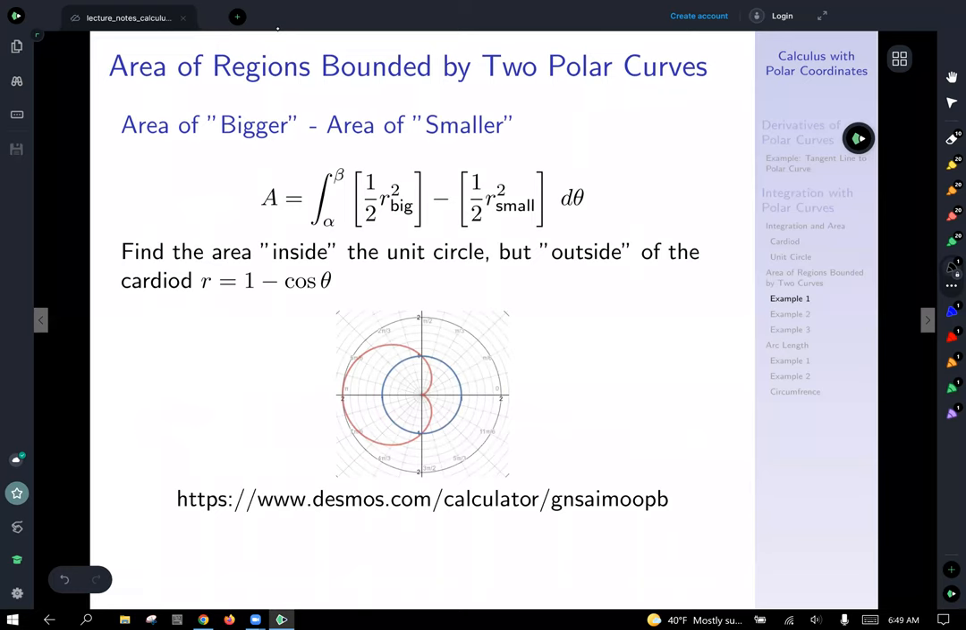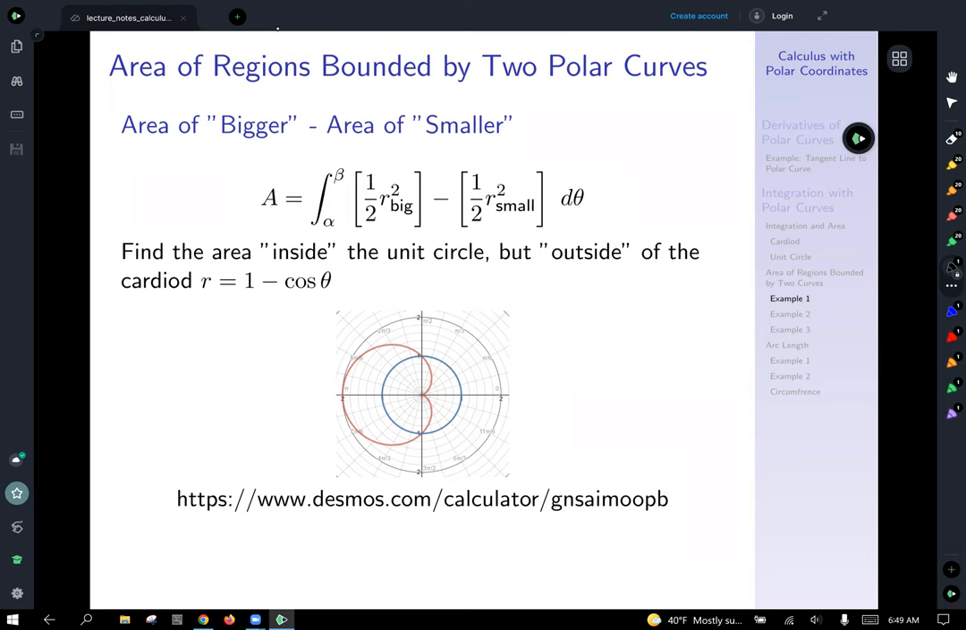What else can we do with integration? Well, instead of just calculating the area inside one curve, we can calculate the region bounded between two polar curves in all kinds of different setups. And the way we do this is we calculate a bigger area, and then we subtract away the smaller area that we don't want. So your area integral is 1 half r squared with respect to your bigger area, and then 1 half r squared with respect to your smaller area, and you subtract that away. So let's do an example here.